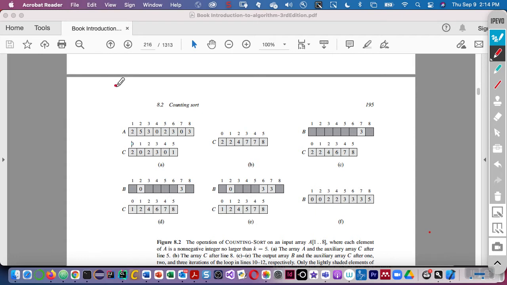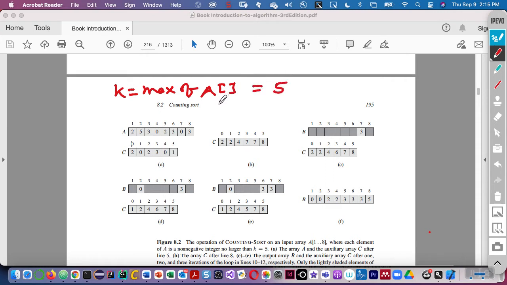Here k will be the max of A, array A. So we can find it, right?